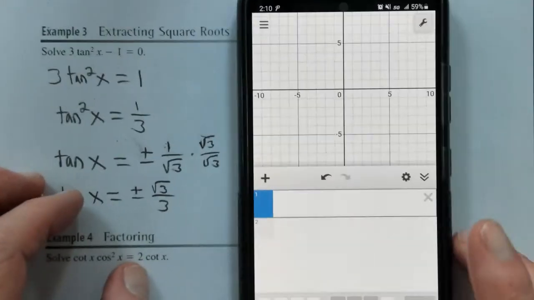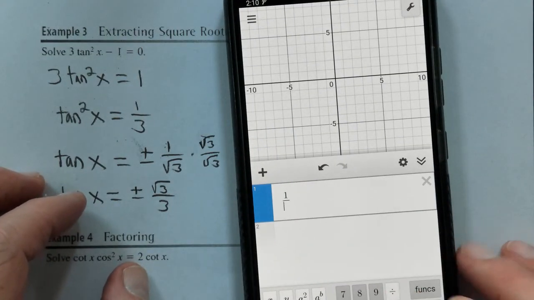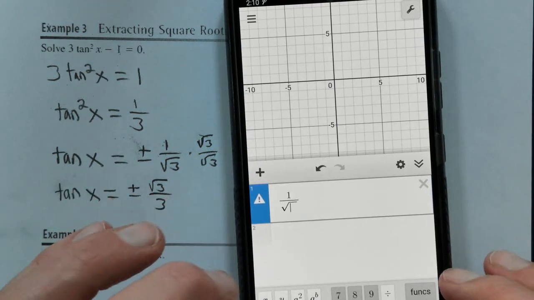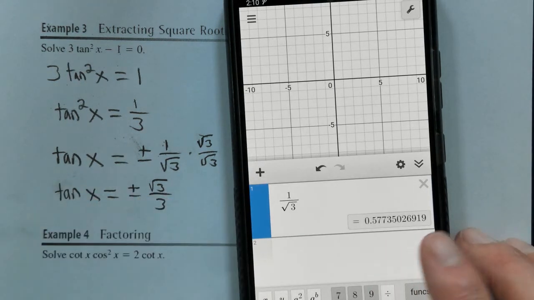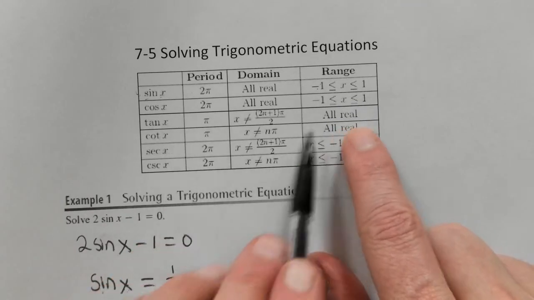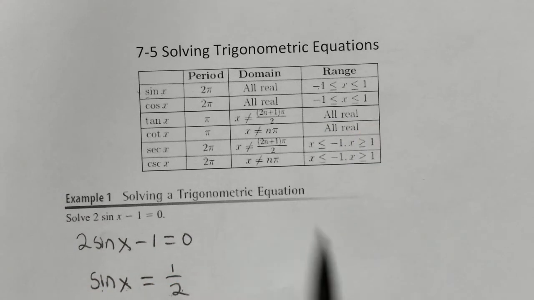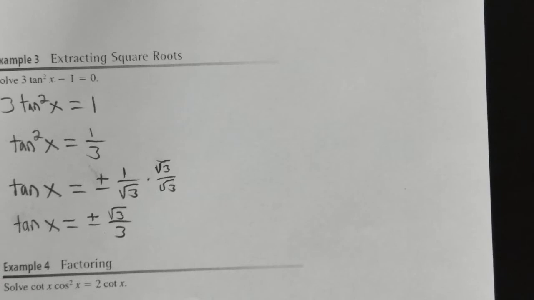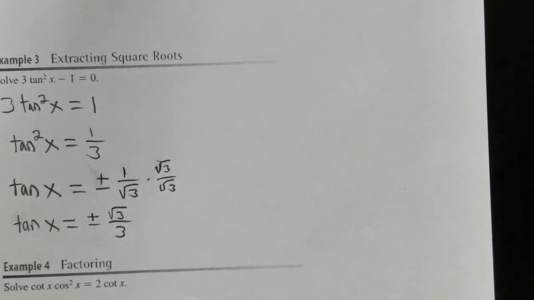So to save a little bit of time, I'll just go 1 divided by square root of 3. Okay, so that's 0.57. Is that within the correct range for tangent? Let's see. The tangent range is all real numbers, so we didn't even really have to check for that. But you always got to double check and make sure that you're not outside of your range. All right, so this one does have a solution.